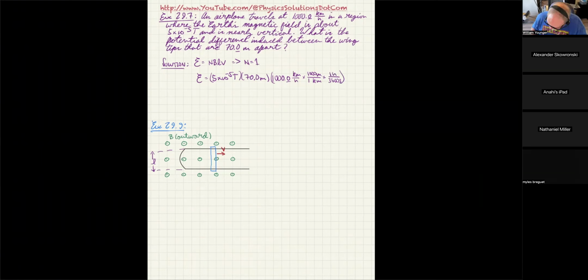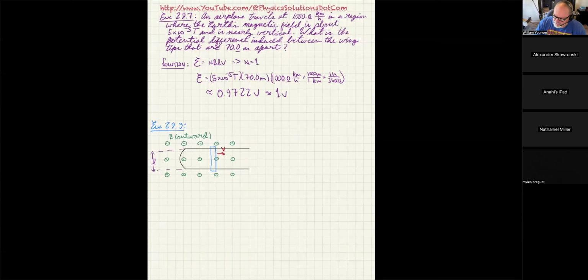So 5 times 10 to the negative fifth times 70 times 1,000 divided by 3.6 gives me on the order of 0.9722 volts. Because this is an estimate problem, it's really about 1 volt, and that's it.